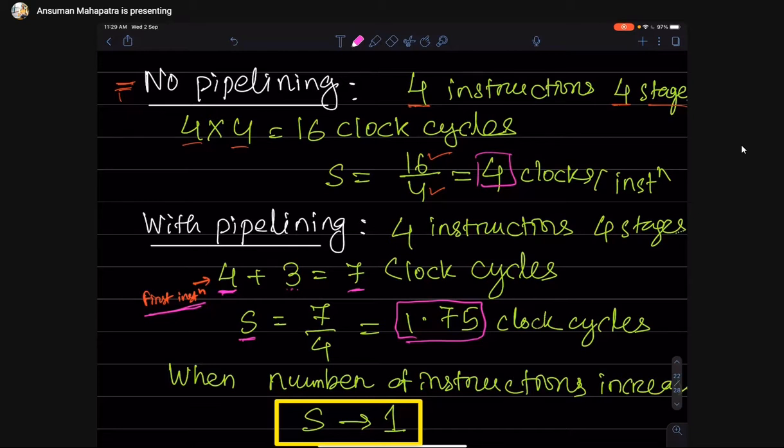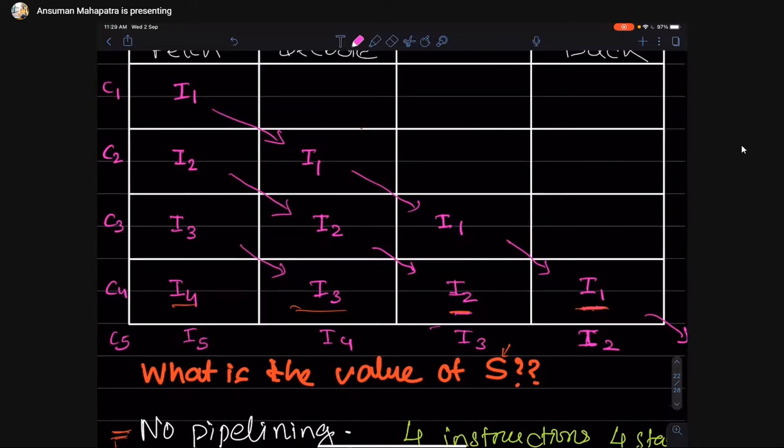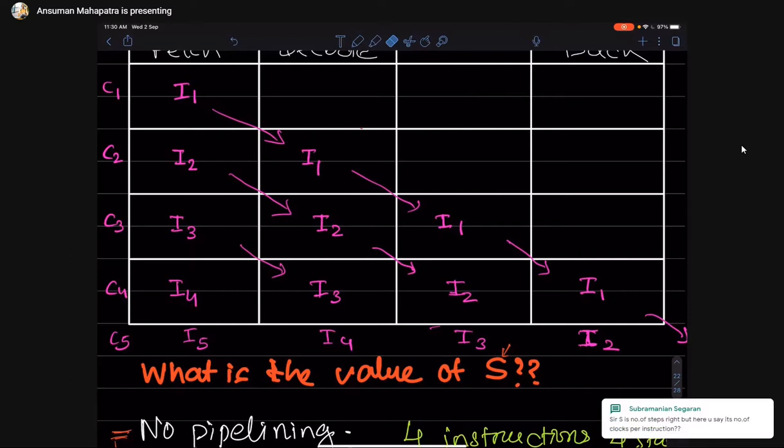S is the number of steps to execute the instruction. So for the first instruction the S value was 4, but for the second instruction the S value was 1, because we are executing them parallelly. Okay, understood? I think there should not be any confusion. We have improved the value of S. S is the number of steps, right?